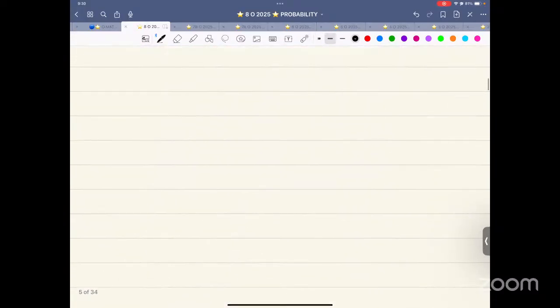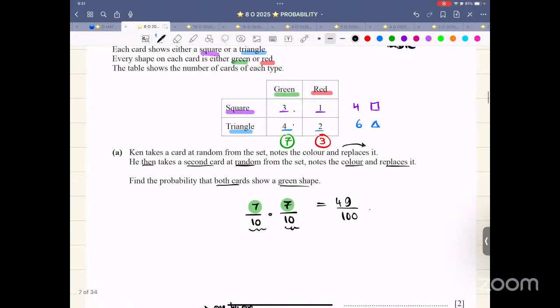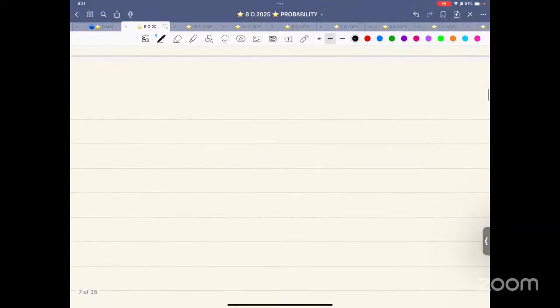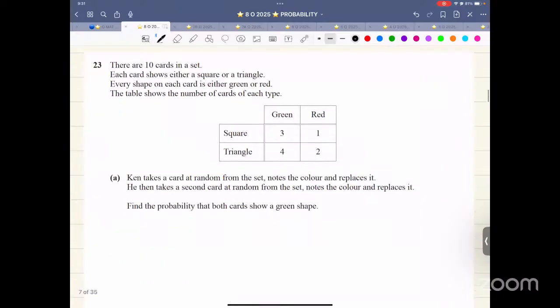So now let's look at some questions. Let me first copy this, and let me write it over here, paste it over here. First, have a look at this thing. It says there are 10 cards in a set. Each card shows either a square or a triangle. Then it says every shape on each card is either a green or a red.